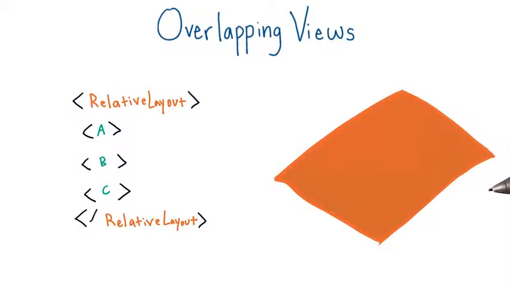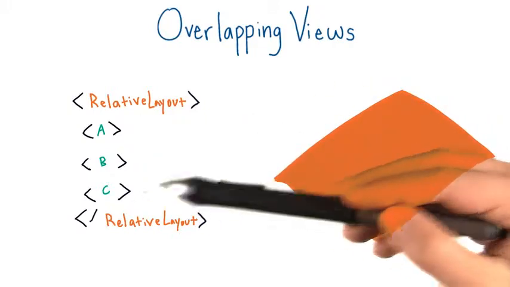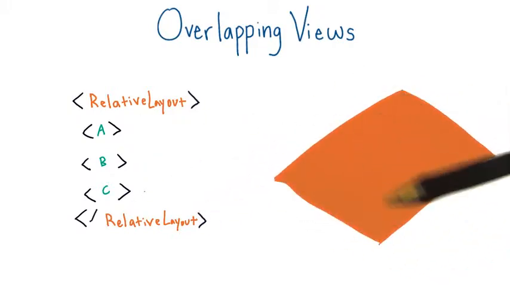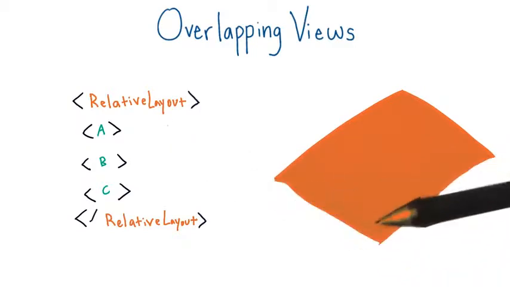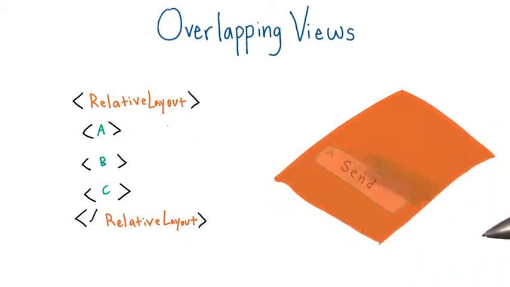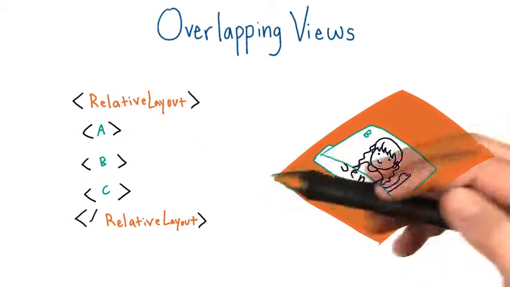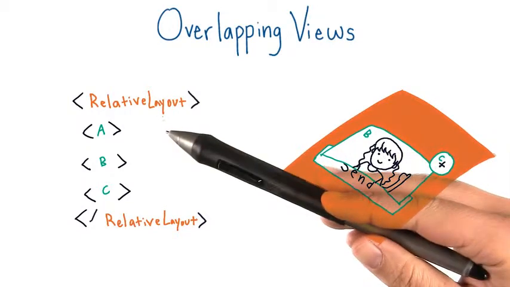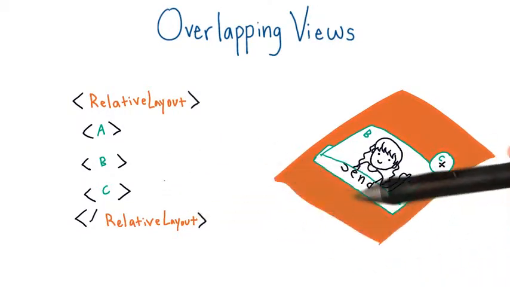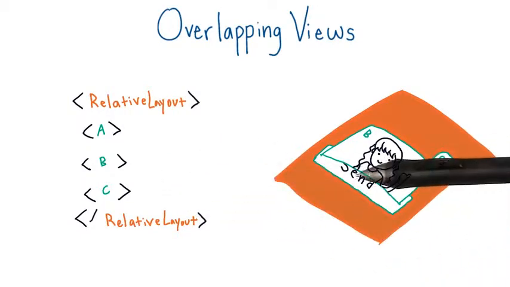Okay, so I want to talk about one more problem that you might have run into. Views can overlap each other, much like playing cards can overlap each other. And the order of these view tags here determines the order that the views get placed on the screen. So since view A is first, it would get placed on the screen first, followed by view B, and then view C. Now because of the ordering that I put in this XML, I can't really see my text very well in text view A.